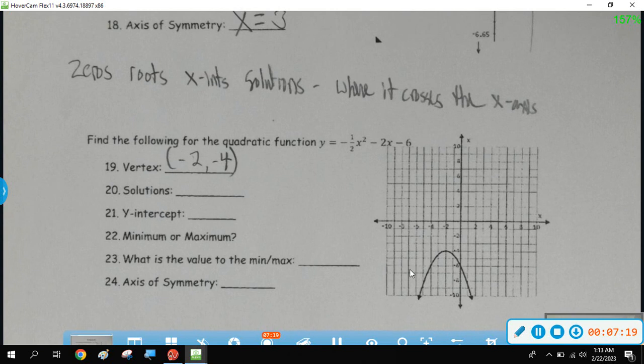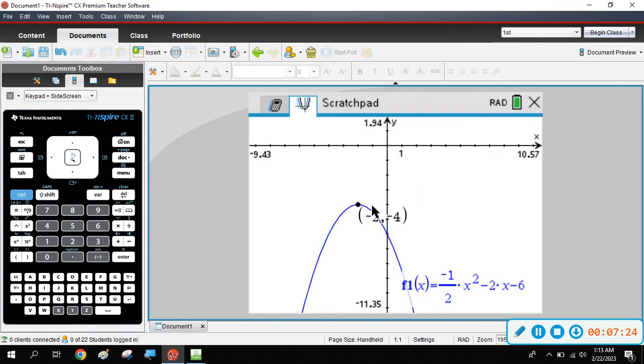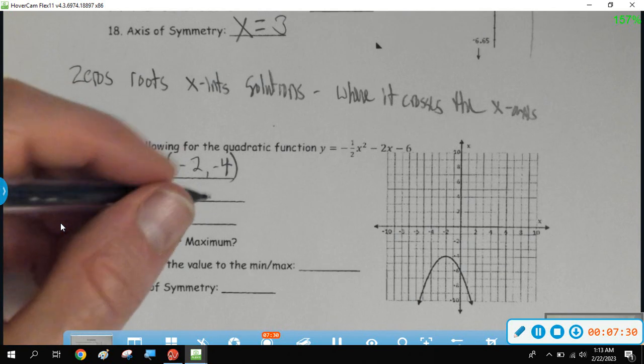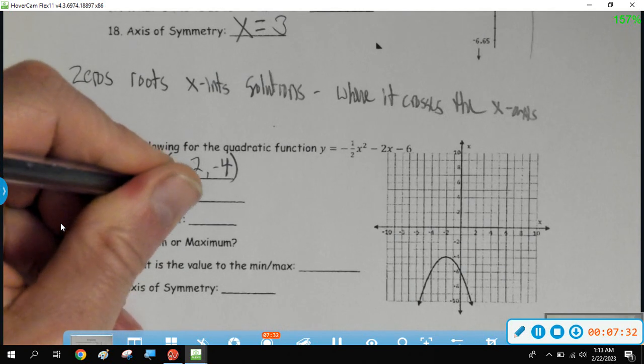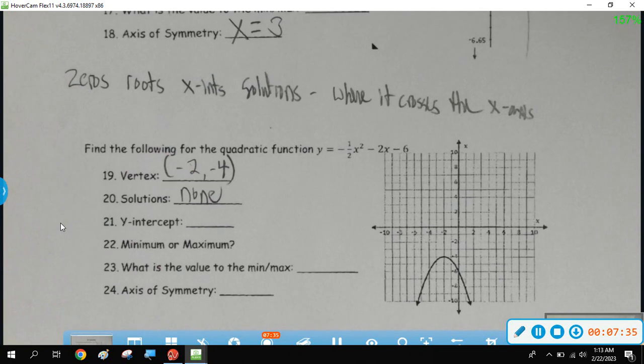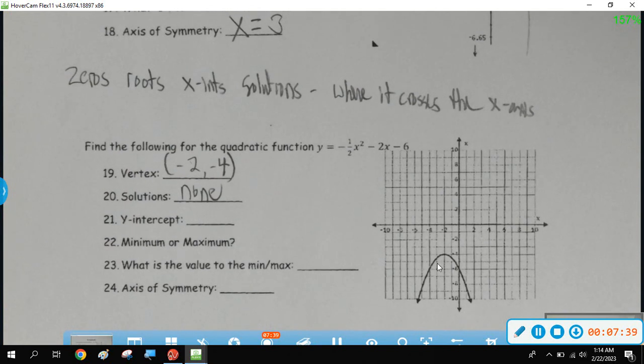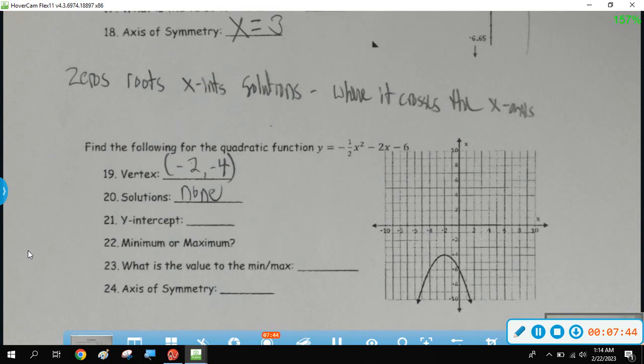Now, with this, if I just trace this graph, even when I'm looking at it on the calculator, there's no way that it gets back to the y-axis. So where does it cross the x-axis, or how many solutions does it have? It has none. There are no solutions to this particular quadratic. Why? Because the x value never crosses the x-axis. All right. Y-intercept we could get pretty easy. Eyeball it. It looks like -6, but let's just see if it is or not.